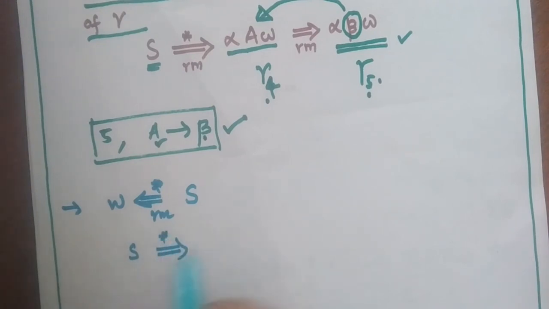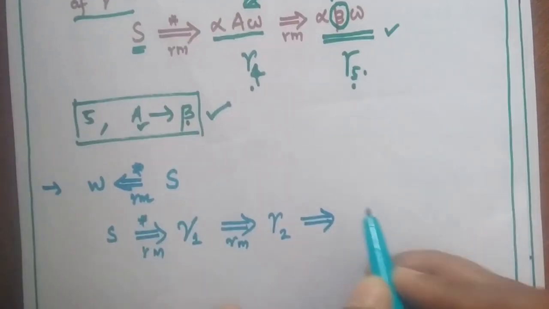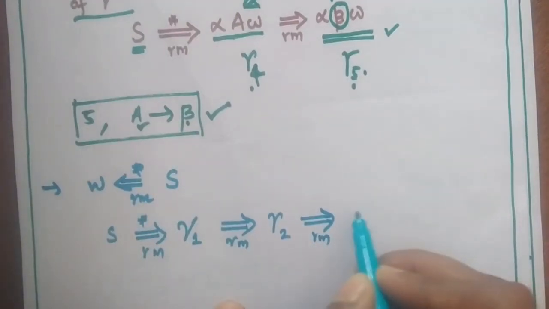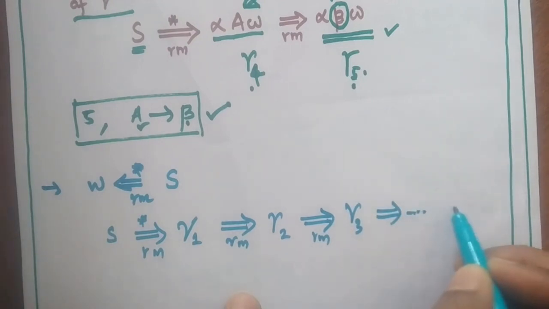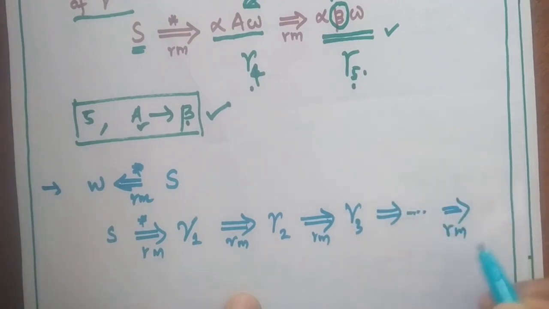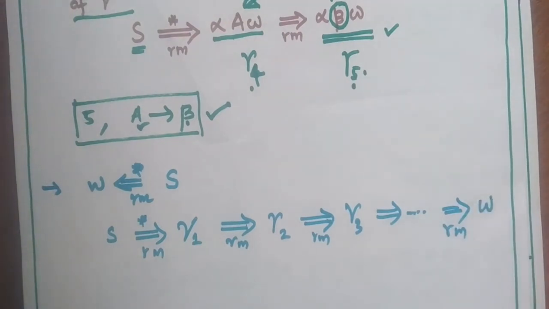So we will get gamma 1 by rightmost derivation, and next, if you apply rightmost derivation, you will get gamma 2, then rightmost derivation gamma 3, etc., etc. Then finally we will reach W, because here we are not putting a star. So these are generally the steps.